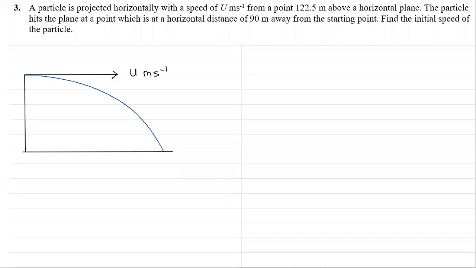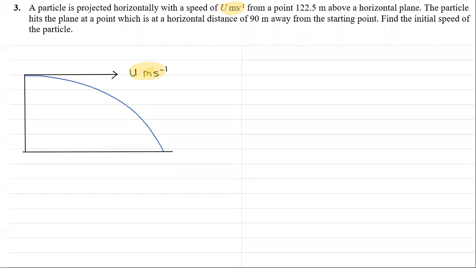So for worked example 3, we have a particle projected horizontally once again. This time we don't actually know the horizontal component of the velocity. We're given it as capital U in the question here, meters per second. So I've also indicated this on the diagram, so you can see a horizontal projection to the right. And this is from a point 122 meters above a horizontal plane.